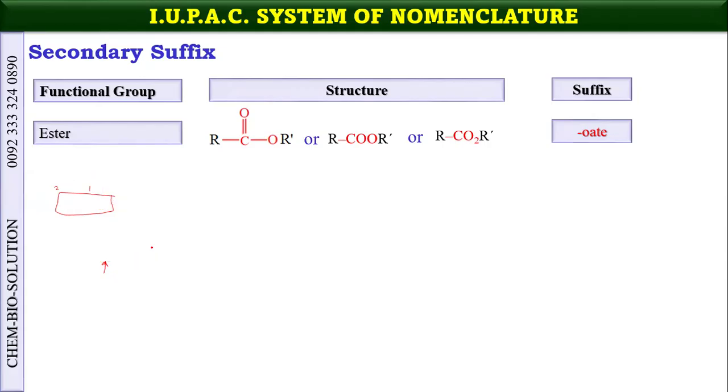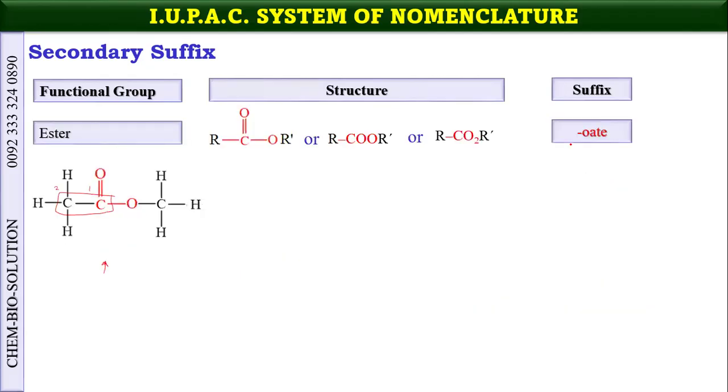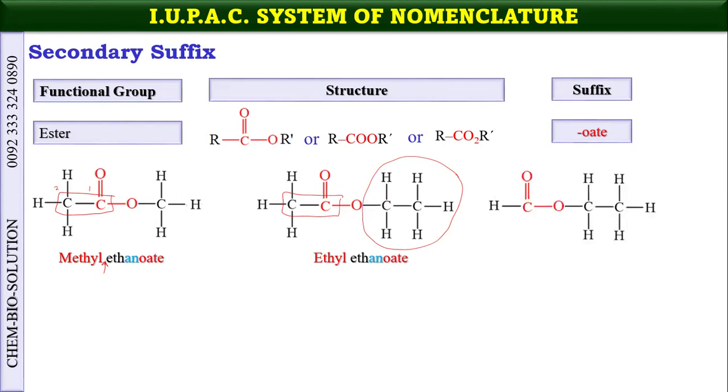Okay, see the previous slide. In this continuous name, there is no gap. "Oic acid", so the gap is already there. That gap is there, but in the name there is no gap. This gap was already in the name of the suffix. Okay, so the name is methyl ethanoate. Similarly, this whole group is ethyl. The whole is considered as a group, ethyl ethanoate.